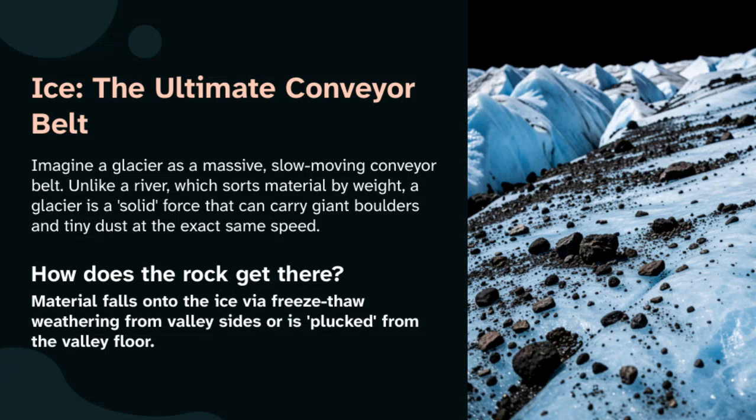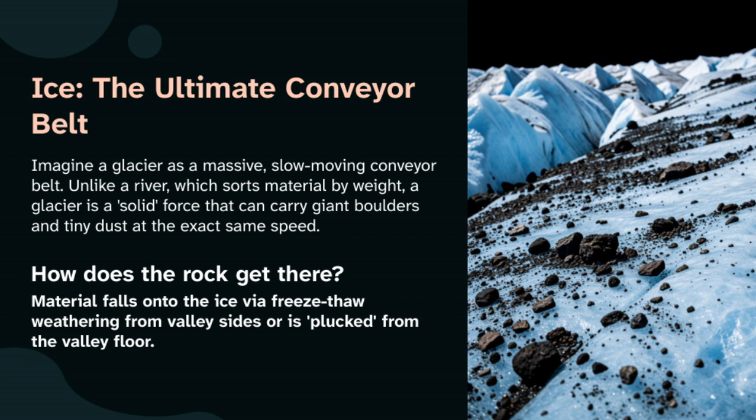Imagine a glacier as a huge, slow-moving conveyor belt. A river can only carry material depending on its energy. When a river has lots of energy, it can carry larger material. When it loses energy, it drops the heaviest material first. That means rivers often sort their load by size.